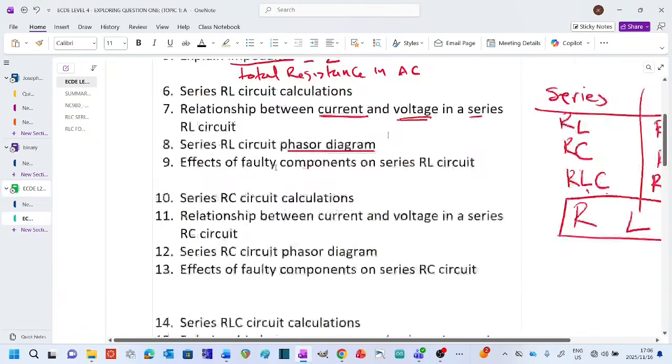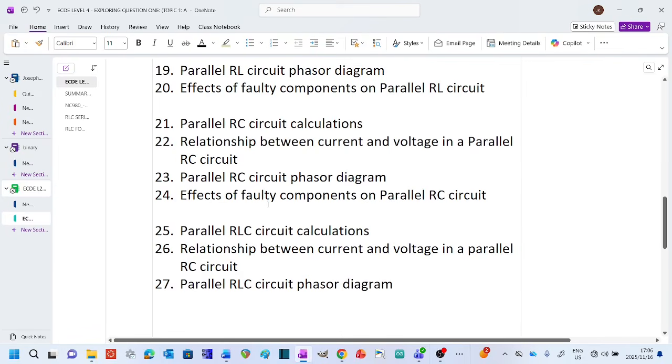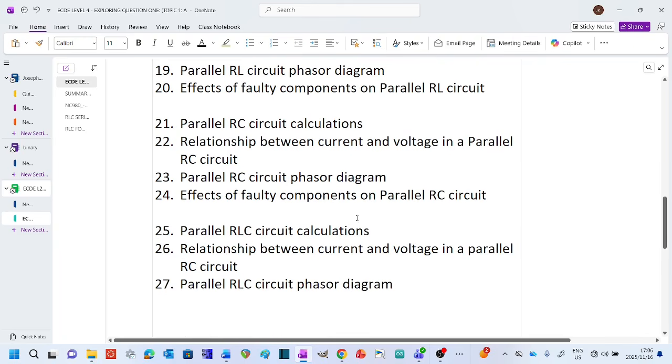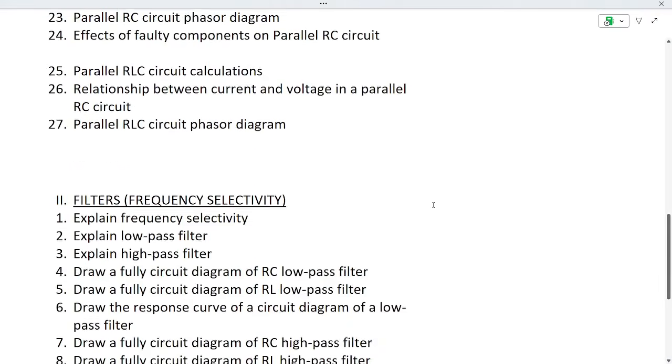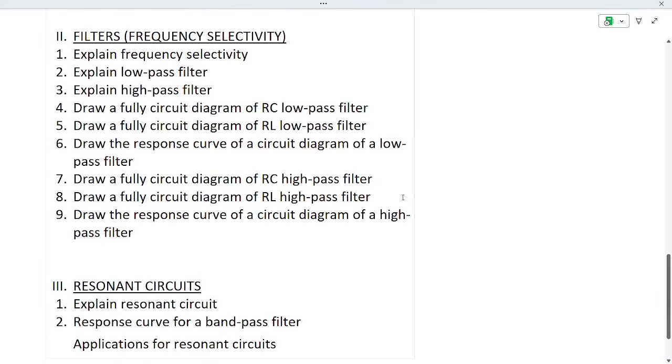This was a long thing, so we had like 27 different points to discuss. So we had to come back to other things that we have done in previous videos, just for your clear understanding. So let's go to point 2. Point 2 is about filters. So filters, what do we have to know? Because there are a lot of questions on filters.